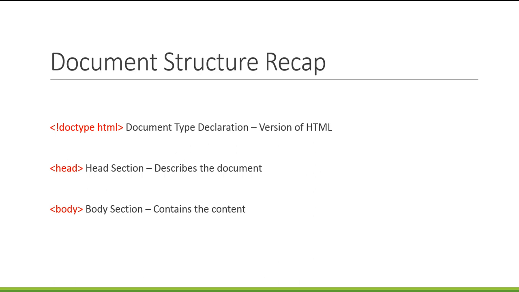Document structure recap. For those who lost their memory along the way, in the introduction to HTML, we introduced you to the three most important sections that make up an HTML file. Section 1, the document type declaration, identified by the Doctype HTML tag. This indicates the version of HTML5 being used. The second section would refer to the head tag, known as the head section, which describes the document using titles, copyright information, or even keywords.